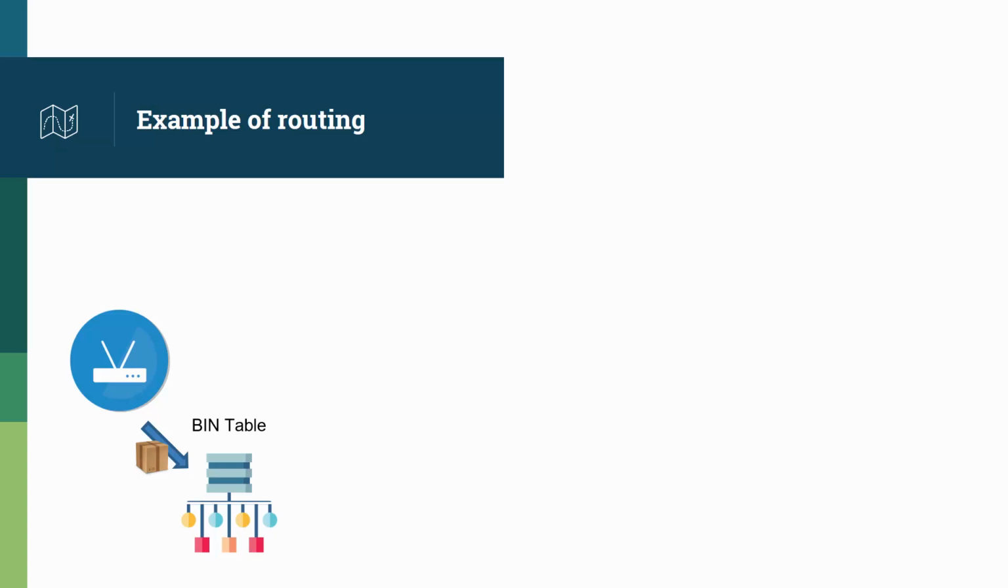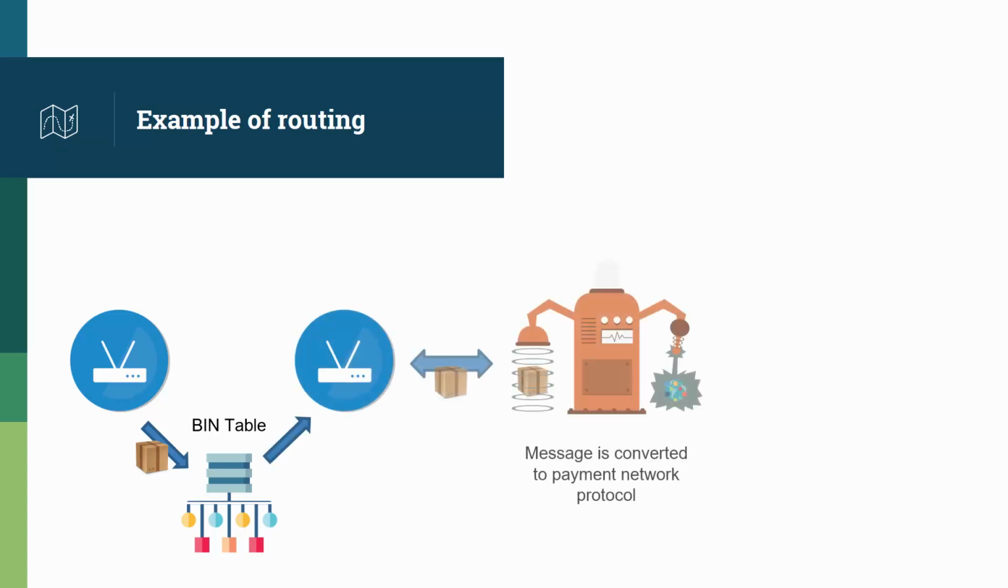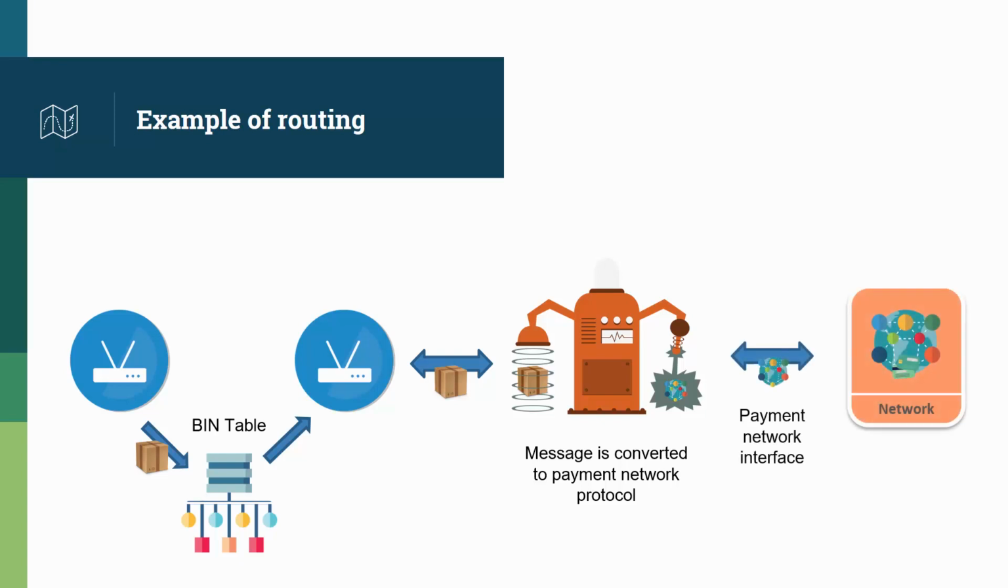The bins are usually supplied by the payment networks, but they might also come from other domestic institutions if the acquirer has an agreement to forward domestic transactions directly to those institutions. This bin table allows the router to make a decision on which interface the payment message must go to. The message is then sent to that interface, which has a converter to turn it into an external message. And that external message is sent to the payment network over the communication line that exists between the two systems.